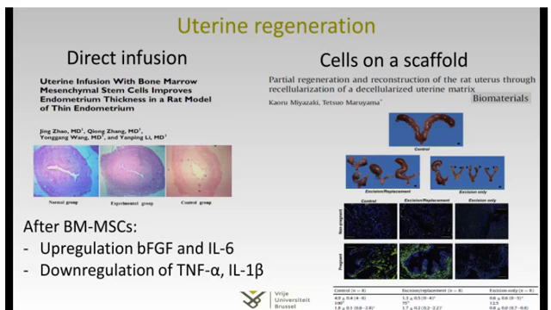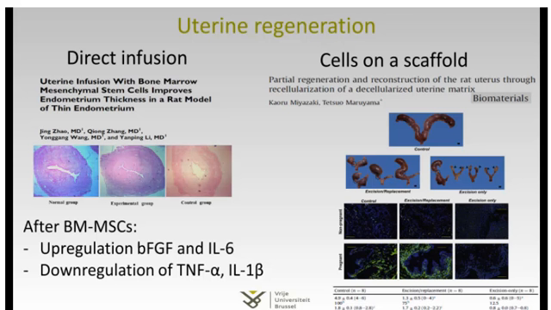So here you can see in the left, this author used a rat model of thin endometrium. So you can see here, this is the thinner endometrium of the control group, let's say. This is the normal situation. And they treated these rats with bone marrow mesenchymal stem cells. And as you can see in the experimental group, we have a thickening of the endometrium. On top, this author saw that after the transplantation, they saw an upregulation of beta-FGF and interleukin-6, which are anti-inflammatory cytokines, and a downregulation of TNF-alpha and interleukin-1-beta, which are pro-inflammatory cytokines. So everything points toward a mechanism of reduced inflammation.